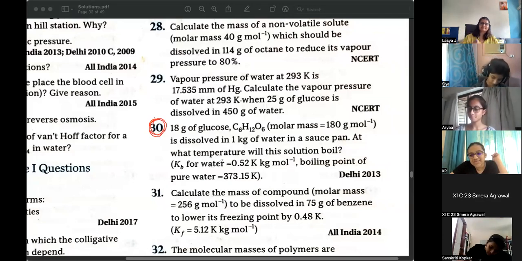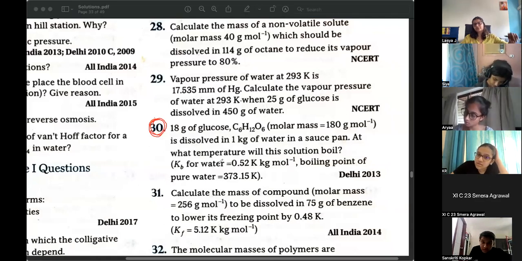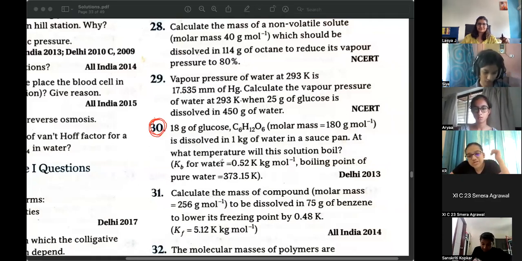No, I didn't get it. You need to find the boiling point of the solution. So will that be higher than the original boiling point or lower than the original boiling point? Will it elevate or will it increase? So the original would be lower. Original will be lower. Yeah. What are you supposed to find here?